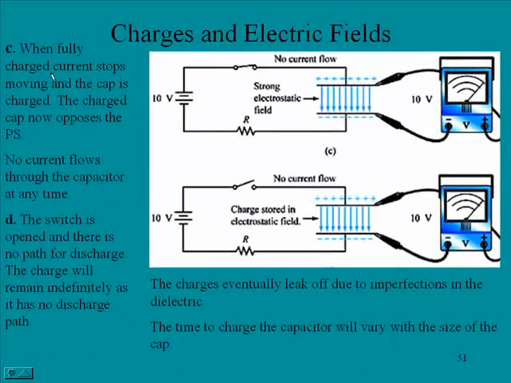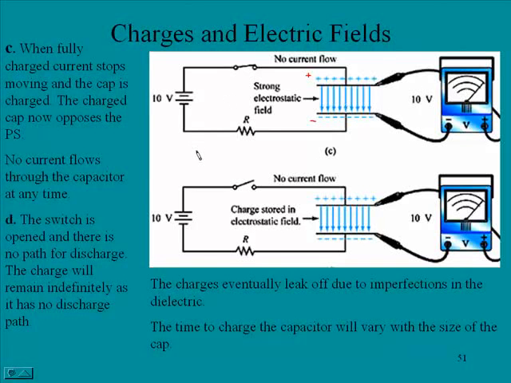Okay, when fully charged, current stops moving and the cap is charged. The charged cap now opposes the power supply. So here we have the 10-volt supply here. We charge the capacitor, and now the polarity across the capacitor is as drawn here, and with a meter we would measure 10 volts. And notice we have a strong electrostatic field that is contained in that dielectric material that we alluded to earlier.